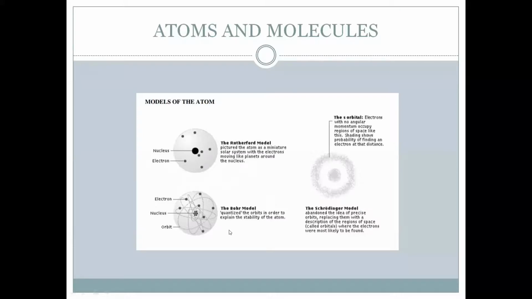Pag kay Bohr naman, yung mga electrons nag-move around din sa nucleus but in a fixed energy level. So lahat ng electrons daw, it has a fixed energy level. And yun yung explanation niya kung bakit stable yung atom. It explains the stability of the atom.